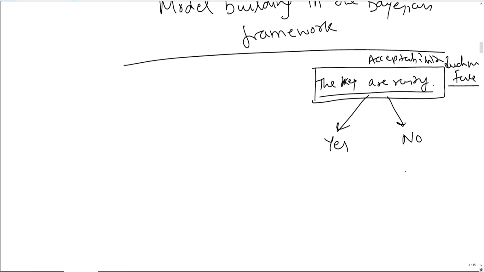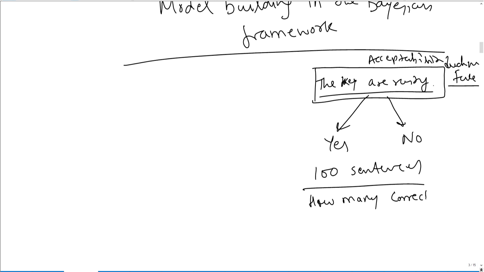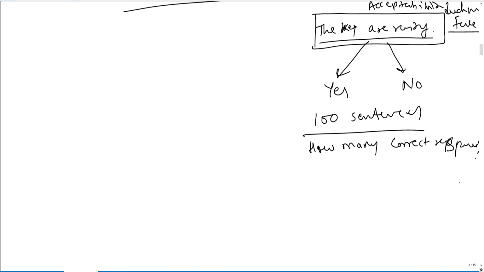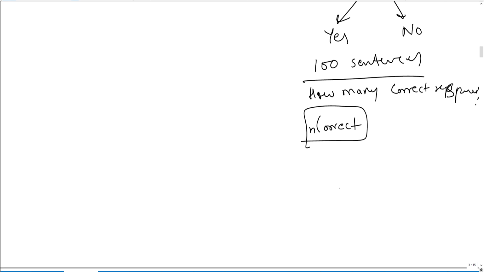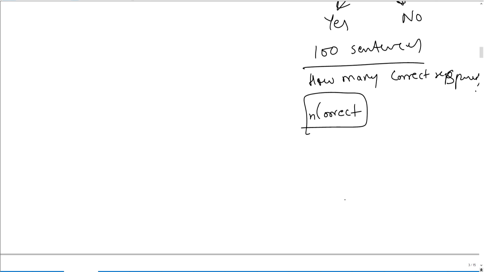It could be any task. They are going to make a judgment, yes or no. What we are going to do is show them 100 sentences, and we are interested in measuring how many times they gave a correct response. So, how many correct responses. We can call this variable n correct, the number of correct responses. That is the outcome we are interested in, and that is something we want to model. So, how do we build a model? Let us see.